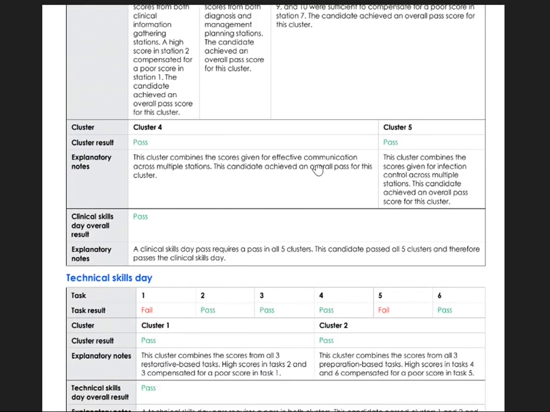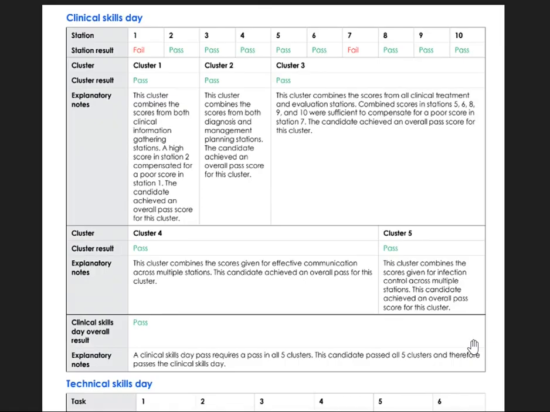All right, as you can see over here, this candidate failed 1, 2, 3, 4. And he still managed to pass the exam, which means out of the 16 stations or 16 tasks, 10 on the clinical skills day and 6 on the technical skills day, the candidate passed 12 out of 16, and he still managed to pass the exam. Now, there is something important here that the candidate needs to remember: it's not necessary for you to pass each and every station.